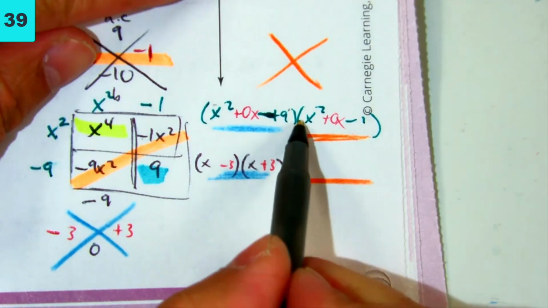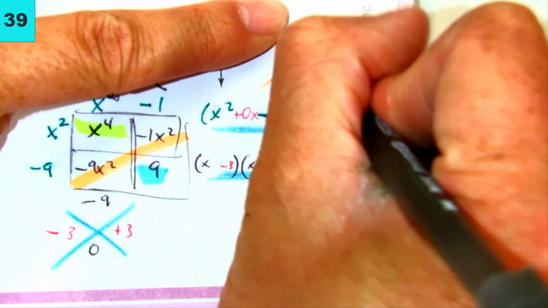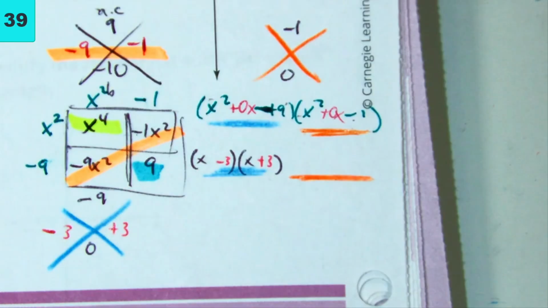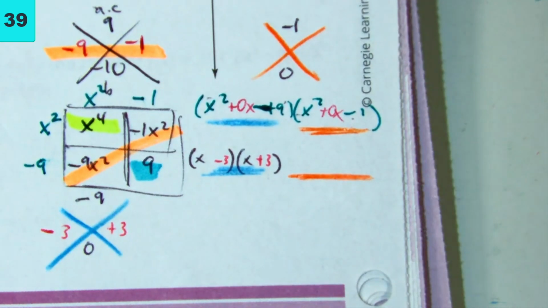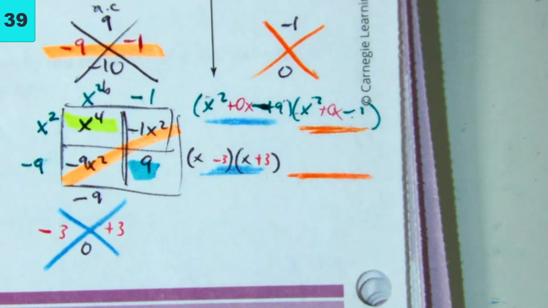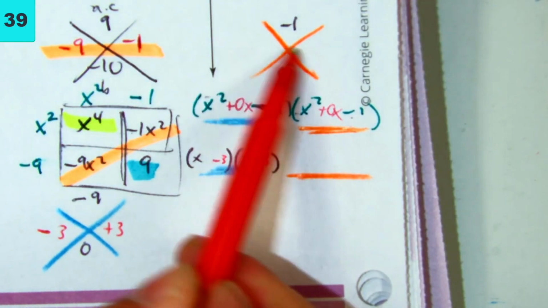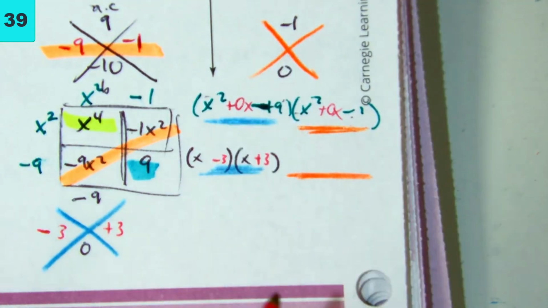A times C is -1. B value is 0. Partner B, whisper to partner A, what are your two numbers? Annalyn, what are our two numbers? Two numbers that multiply to be -1 but add to be 0. -1 and +1.